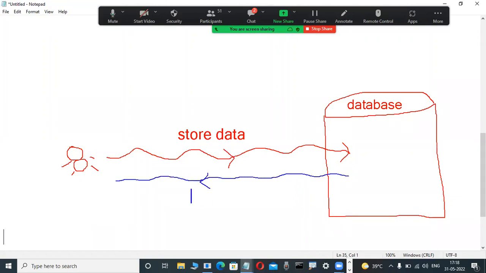They want to retrieve data from the database. Retrieve means fetching only. If any user wants to store some data into the database, and also this user wants to retrieve data from the database.